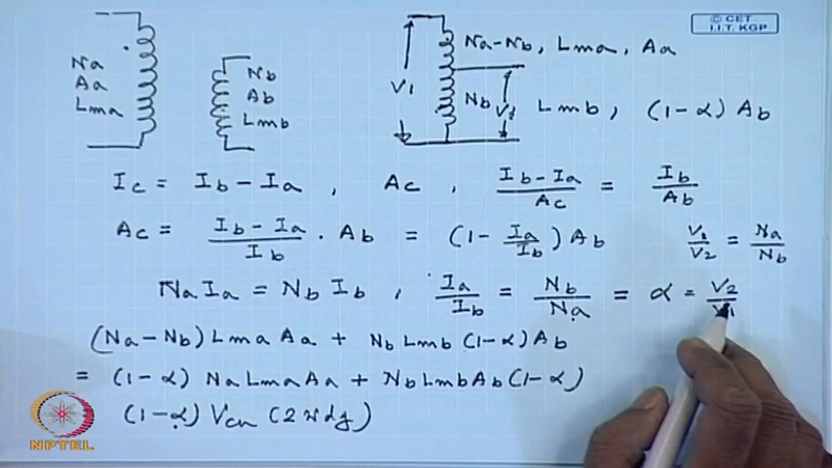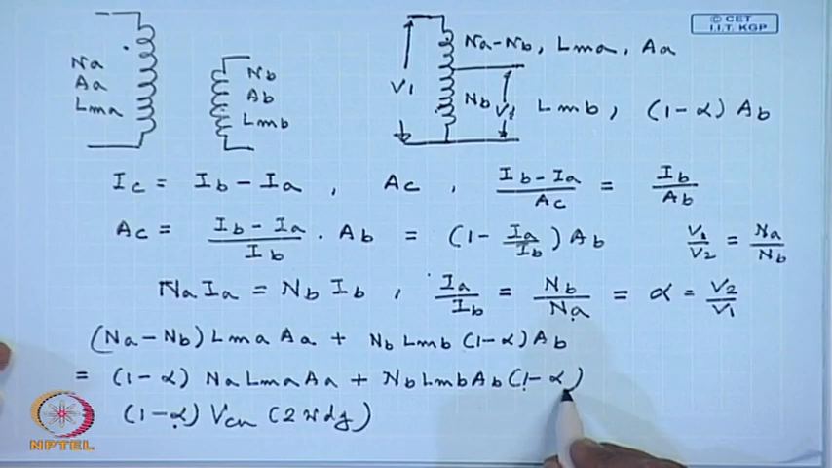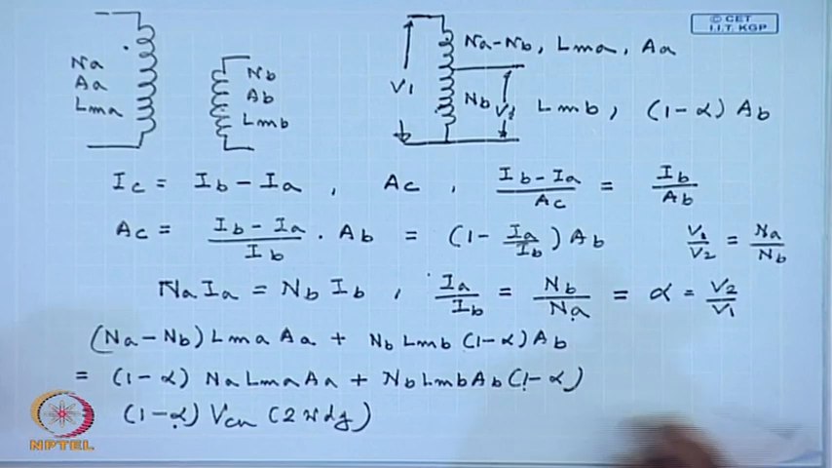So, if the quantity V2 by V1, that is the voltage conversion ratio, is close to unity, then this quantity 1 minus alpha is almost 0. Hence, there will be a large saving in copper and also a large saving in losses. Hence, if the requirement of electrical isolation is not very important and the voltage conversion ratio is close to unity, then it is advantageous to use an autotransformer rather than a two winding transformer. Generally, autotransformers are suitable for a value of alpha between 1 to 0.5.